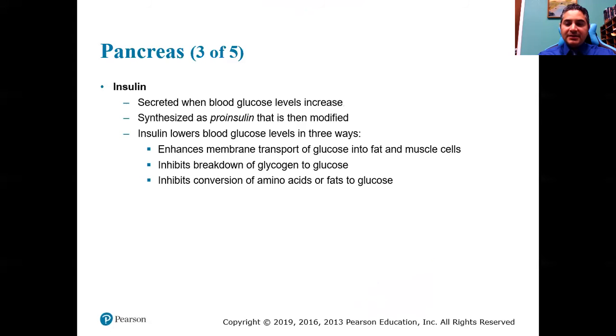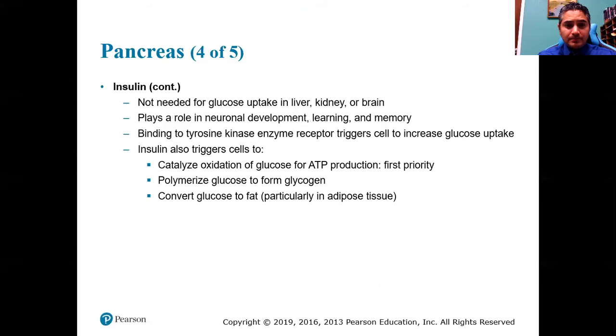Also, it's going to inhibit the breakdown of glycogen to glucose because we're topped off. We do not want more glucose, buddy. So let's inhibit that glycogen from breaking down. We don't want glycogen to do that, right? Also, we're going to inhibit the conversion of amino acids or fats to glucose, because glucose can be made by amino acids and fats.